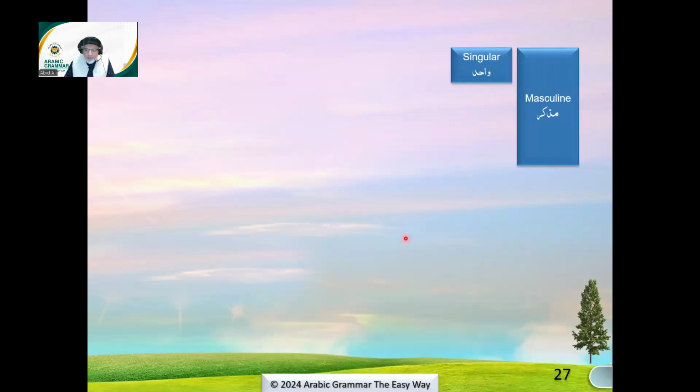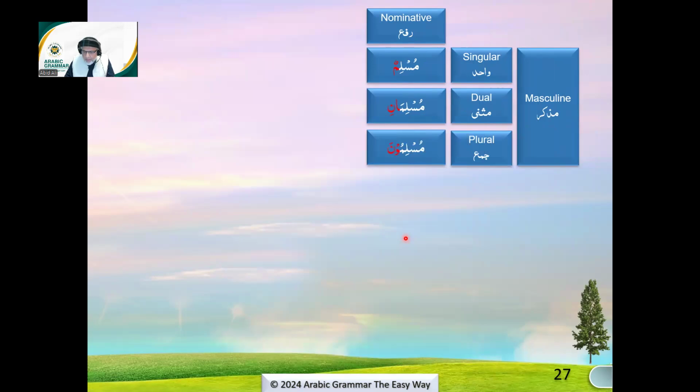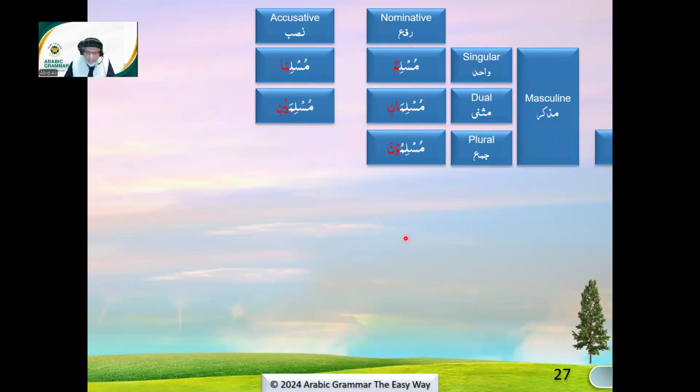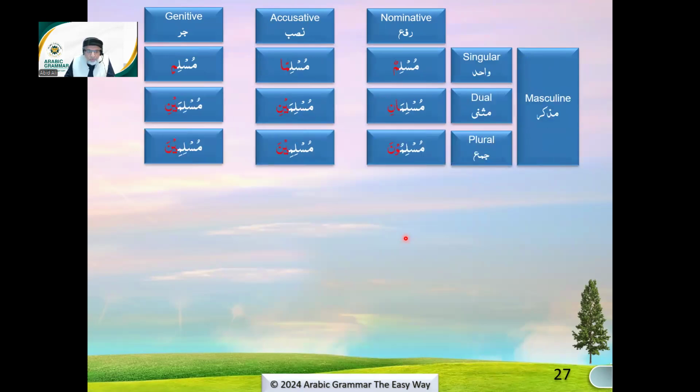Let's see. Masculine: wahid, musanna, muslimun, muslimani, muslimuna. Nasab: musliman, muslimaini, muslimina. Now this is another complete chart. Jar: muslimin, muslimaini, muslimina. Now the feminine will be muslimatun.